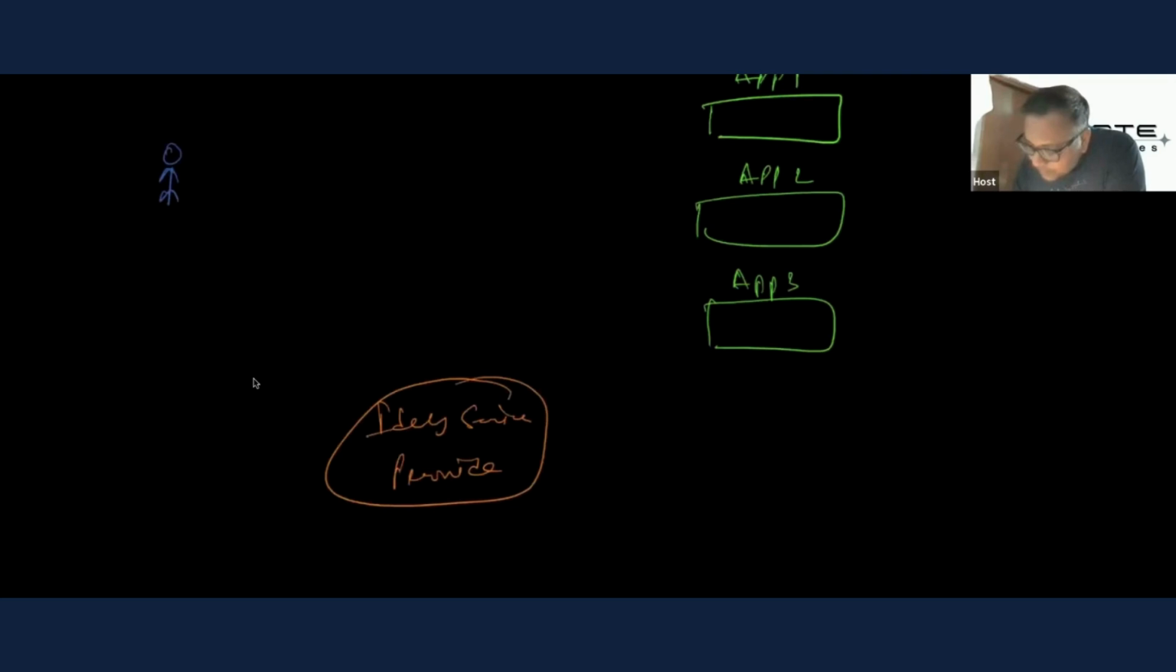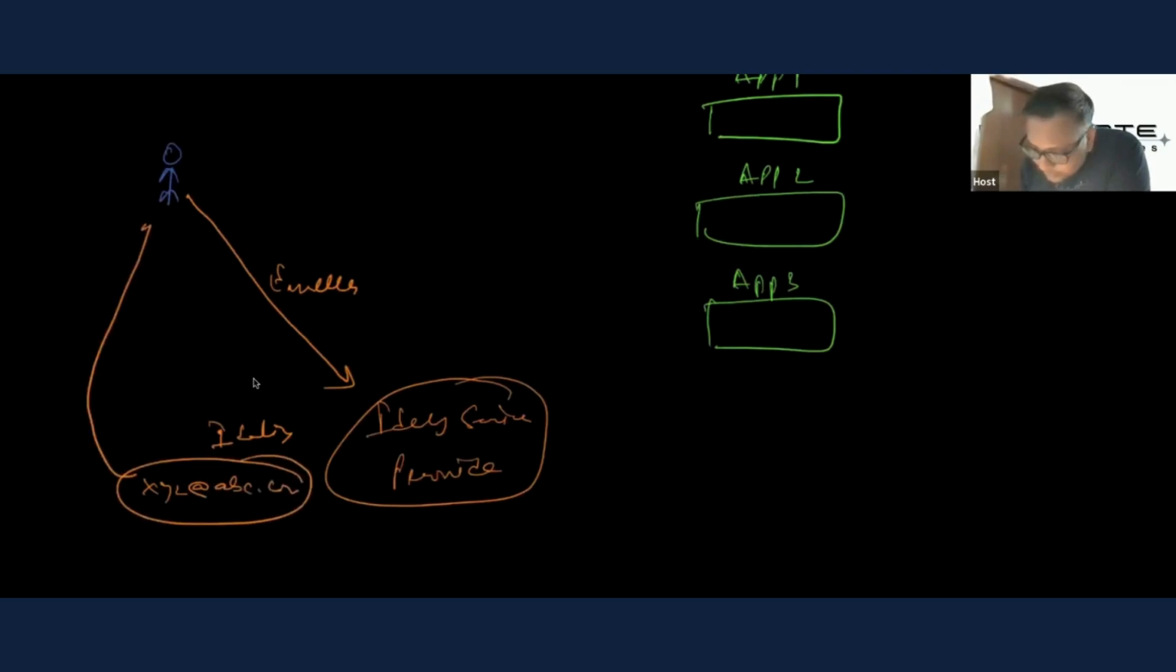So the identity service provider enrolls you and gives you an identity. This identity might be an email, xyz@abc.com. Right? Now this becomes your identity associated with you. Now this identity wants to access the application. So there you need an authentication service.